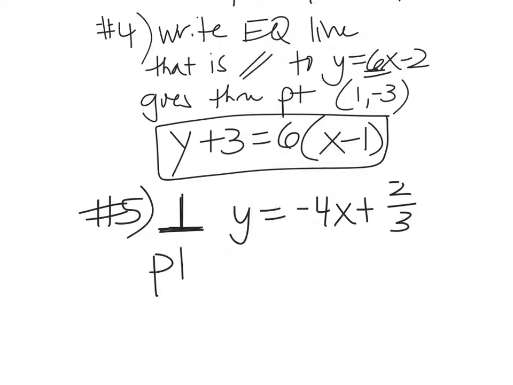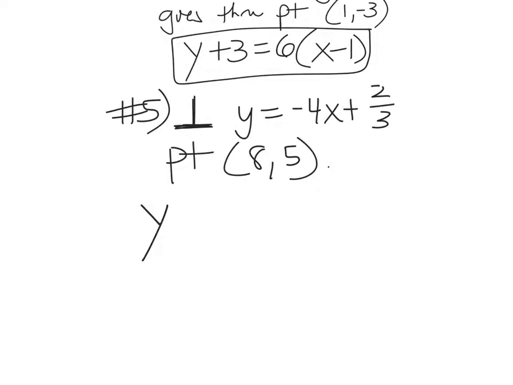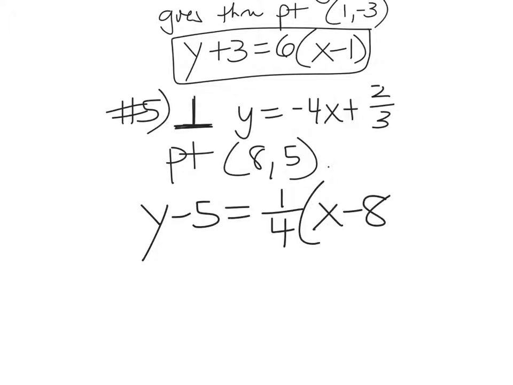But it goes through a point not on that line, a different point of (8, 5). That's all we're given. We're given 2 pieces of information. Perpendicular to that line, but goes through that point. So we're going to do the same thing. We're going to use point-slope form. I'm going to go y - 5 equals, and what's the slope? 1/4. Wow, you're doing really good. 1/4 (x - 8). Nice. Opposite of -4 is +4, and then reciprocal would be 1/4.